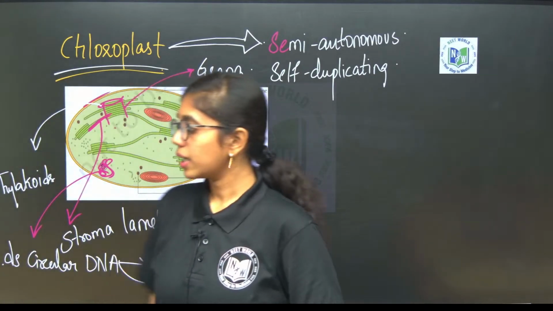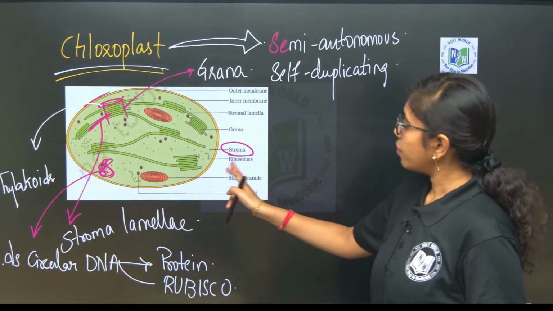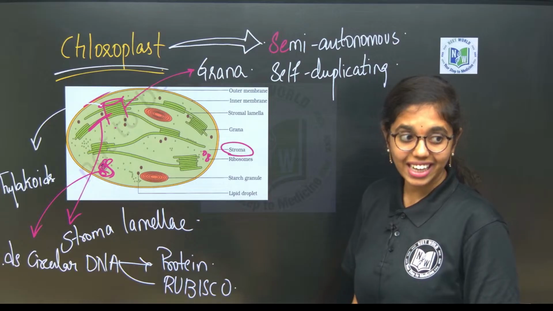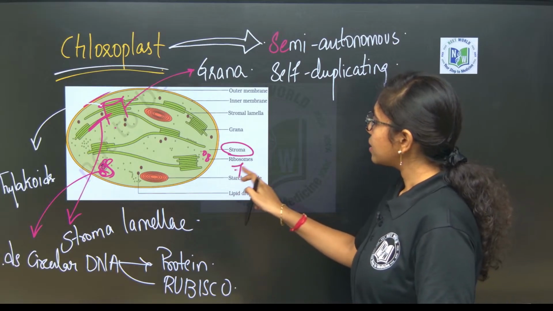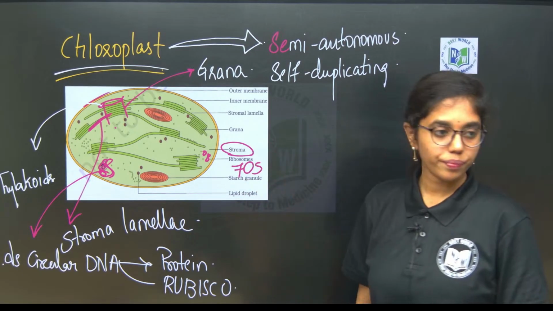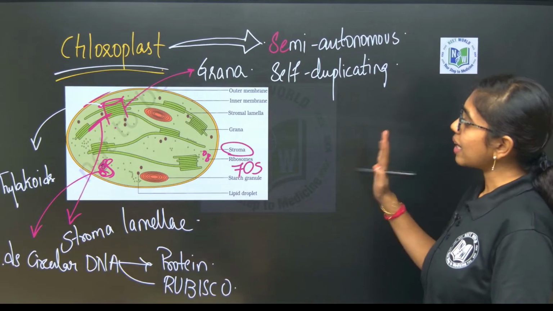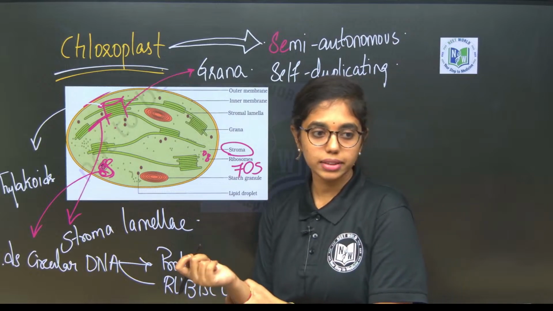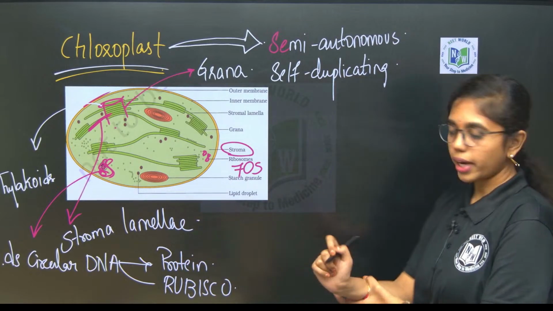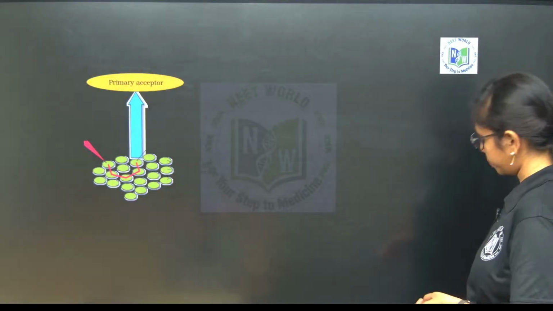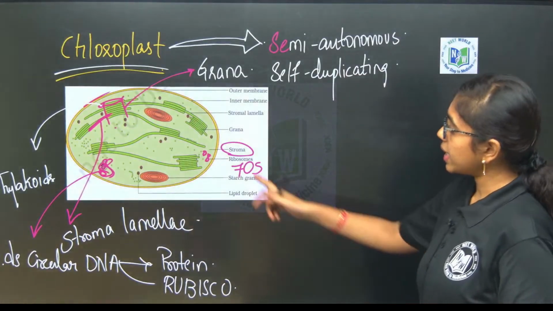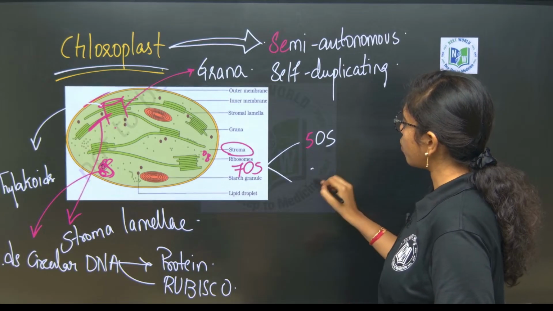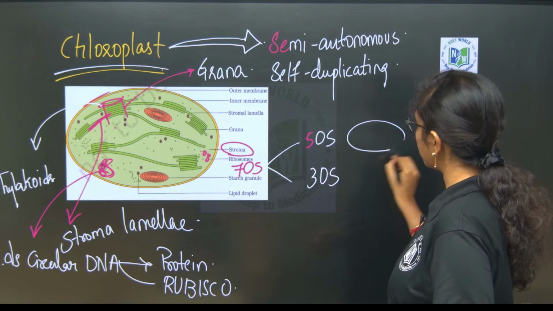Okay, clear till here? And they have ribosomes. Ribosomes present inside the chloroplast are 70S ribosomes. Clear, right? So, this is the complete description of the double membrane bound organelle chloroplast. Any doubt anywhere? No, right? Yes. Next. 70S ribosomes are present whose larger subunit is 50S and smaller subunit is 30S.